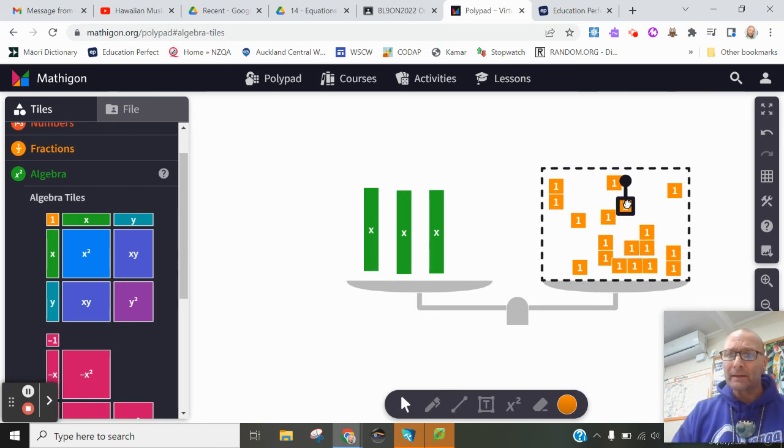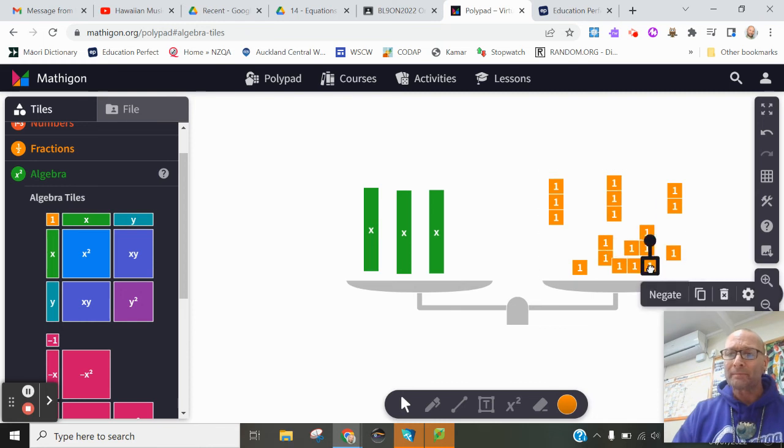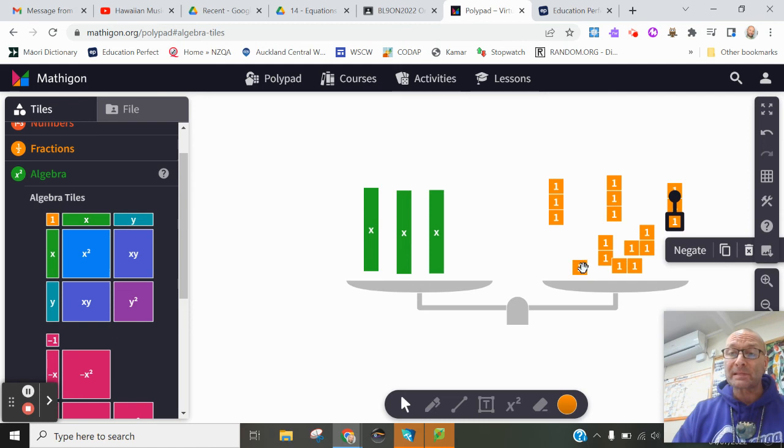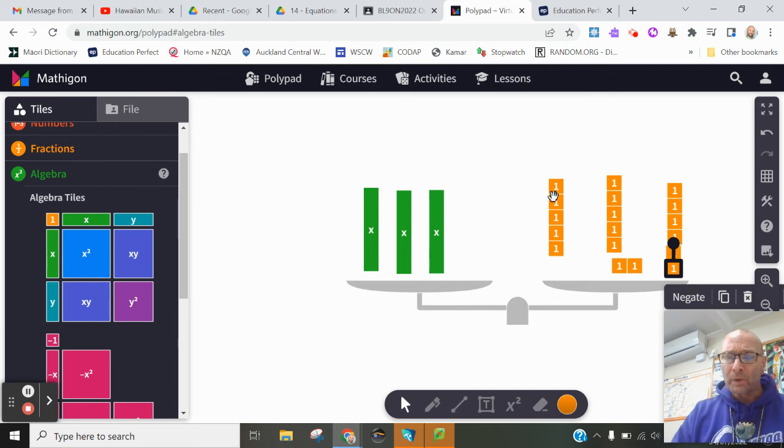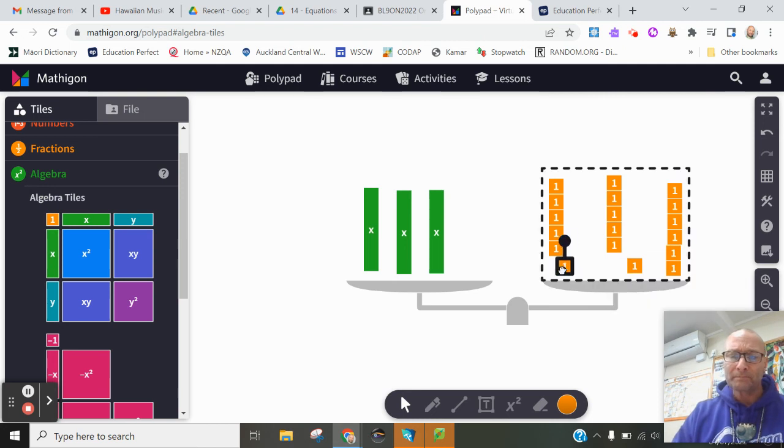So I've got threes, okay? You're going to see what starts happening now: I'm getting all of these 18 pieces organized in such a way that I'll be able to see what one of the x's is equal to. All I'm doing is organizing these individual pieces one at a time into groups of 3. So 1, 2, 3, 4, 5, 6, 7, 8, 9, 10, 11, 12, 13, 14, 15, 16. There we go.